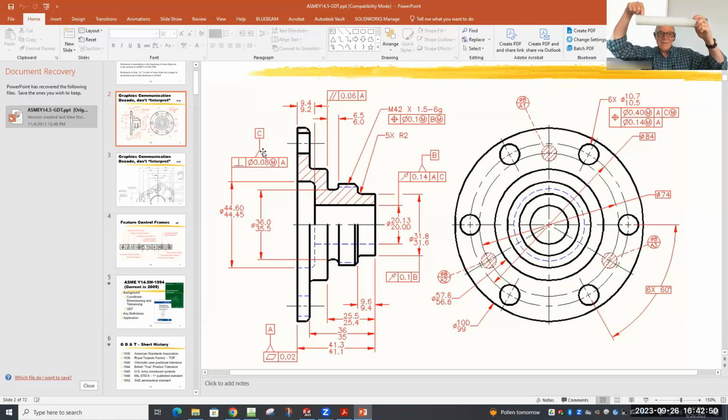Total runout means I turn this thing, and as I turn it, I move back and forth. So the total runout, sometimes known as total indicator runout, TIR, takes into account the entire length. It's interesting because in a sense you're not directly measuring straightness, but you're taking into account straightness and runout. At every point along the way you might have a specific runout, but if you total them up, the actual amount that it varies is higher. So total runout goes the entire length.